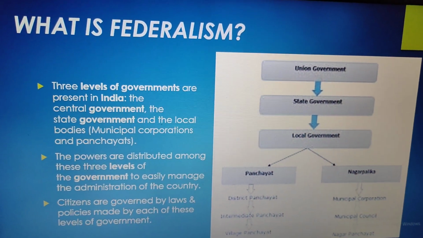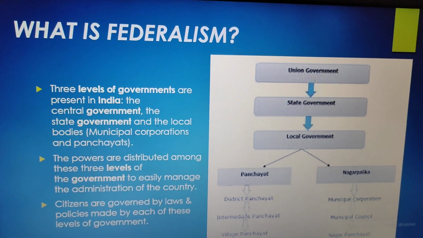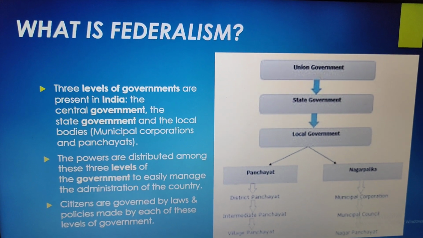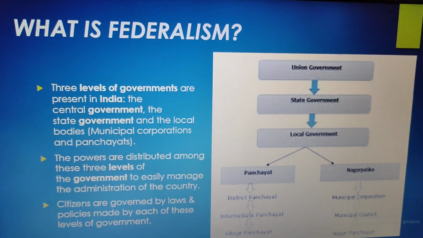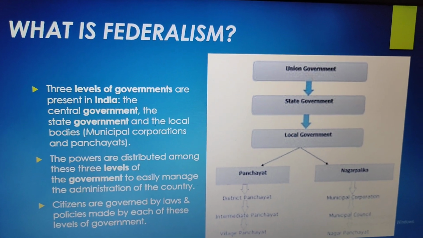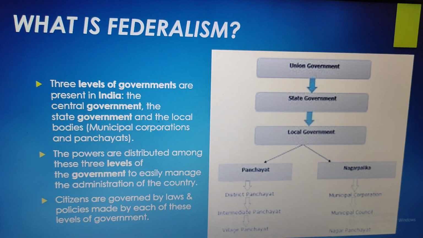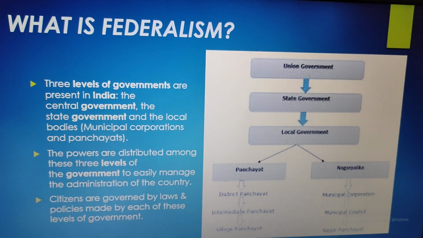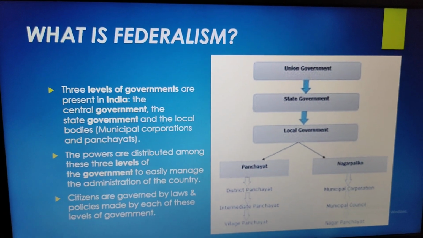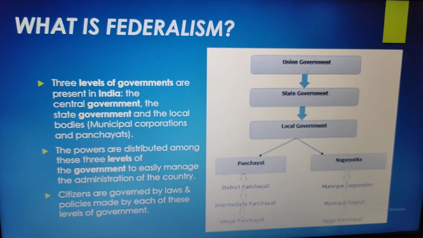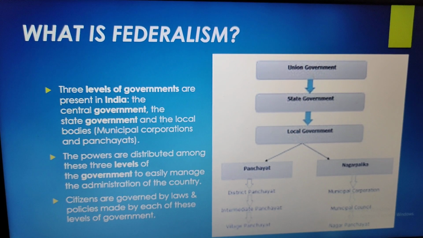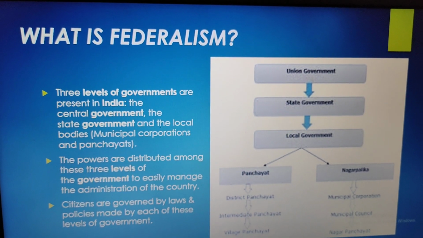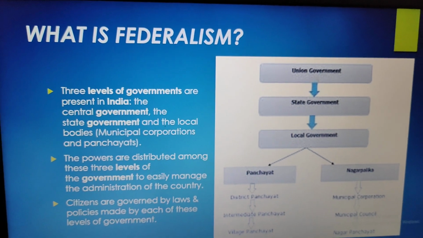What is federalism? We have already discussed. Federalism means sharing of power. In India, the power is divided into 3 levels of government: union or central government, state government, and local government. Local government is divided into 2 parts: panchayats and nagar palika. Power is shared among these 3 levels of government for proper administration at each level of government.